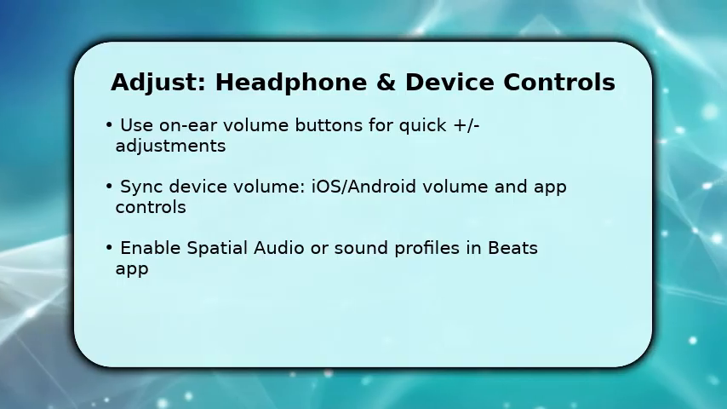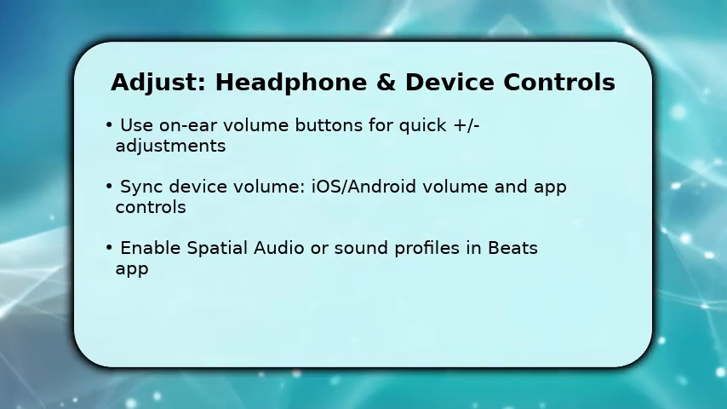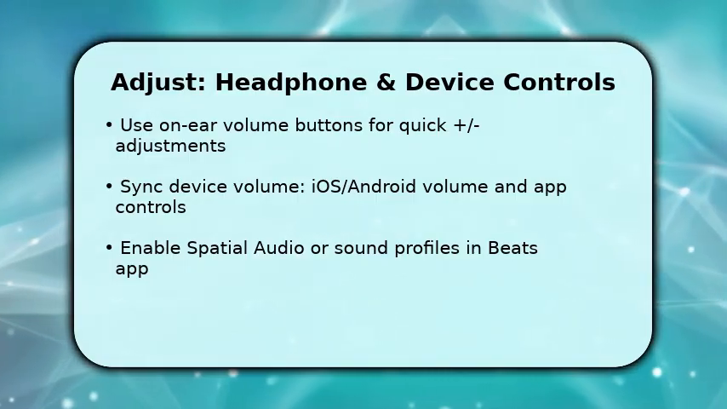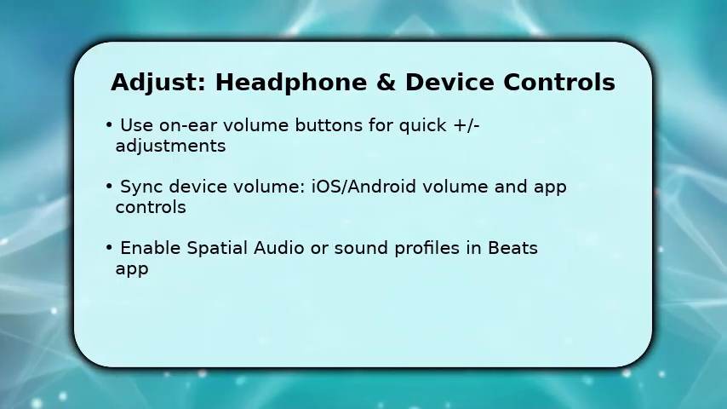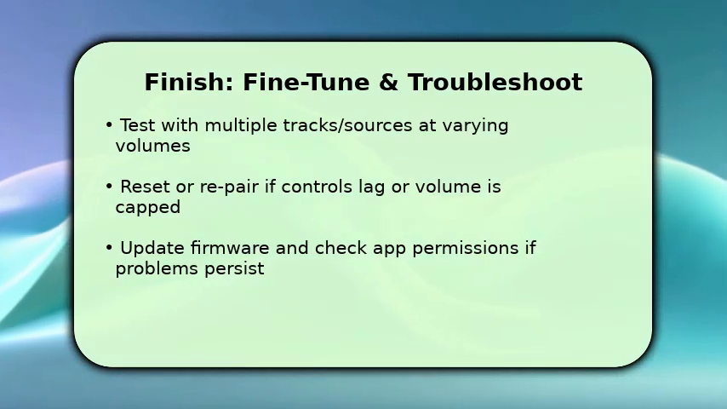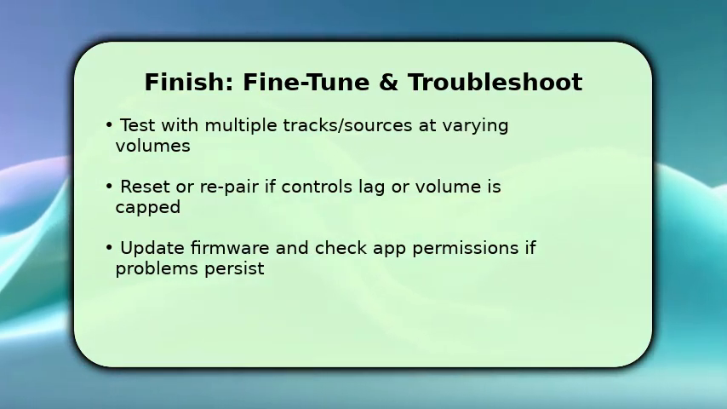Once done, open the Beats app to select EQ presets or spatial audio so the perceived loudness matches tonal preferences. These settings change perceived volume without changing the actual output. You finish by testing playback across streaming, local files, and calls to confirm consistent volume.